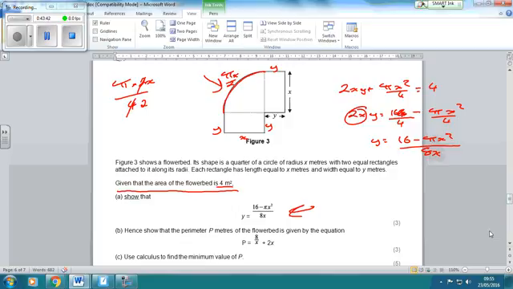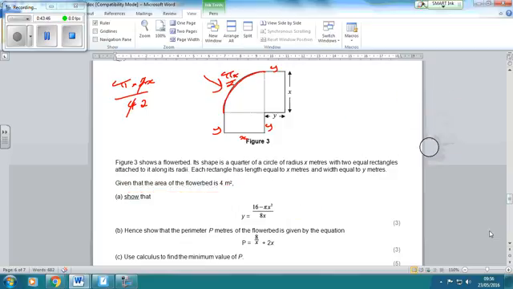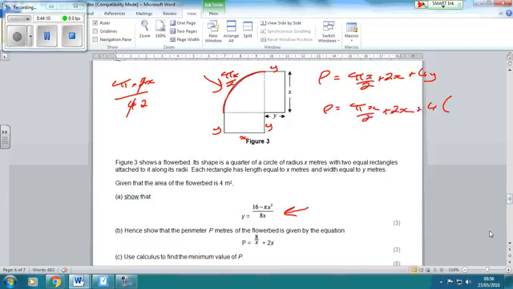So the perimeter equals, if we simplify that, pi x over 2 plus 2x plus 1, 2, 3, 4y. Now we also know that y is this thing here, so p equals pi x over 2 plus 2x plus 4 lots of 16 minus pi x squared over 8x. So we've got to simplify it so it goes to that. So p equals pi x over 2 plus 2x plus, if we cancel out this 4 with that and make that 2, it's going to be 16 over 2x minus pi x squared over 2.